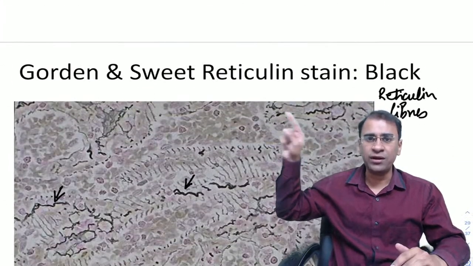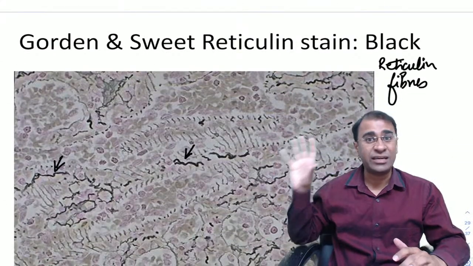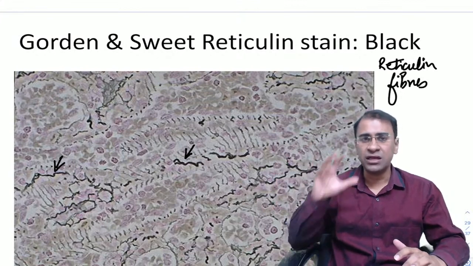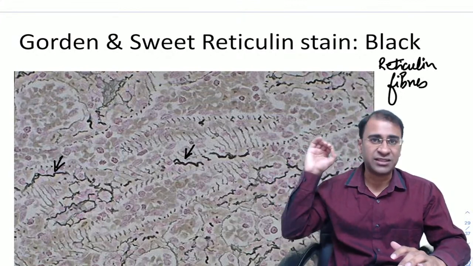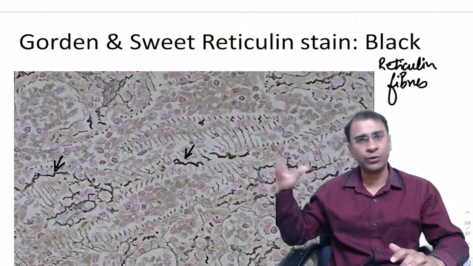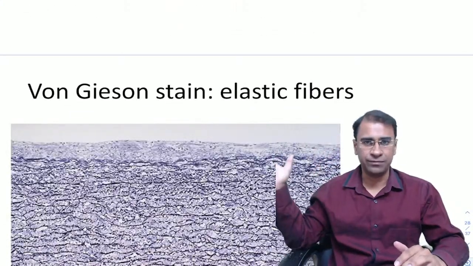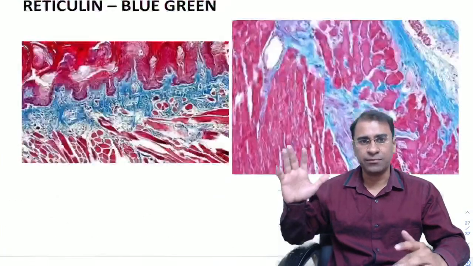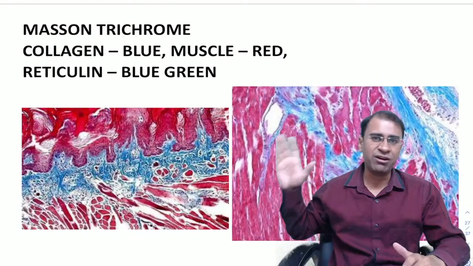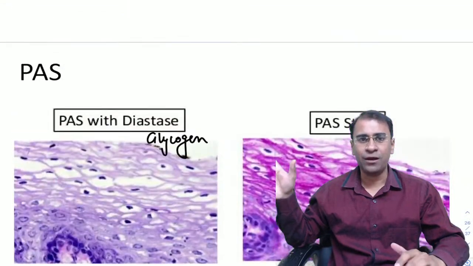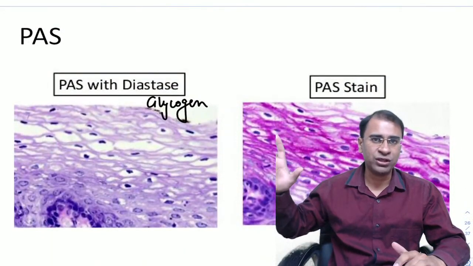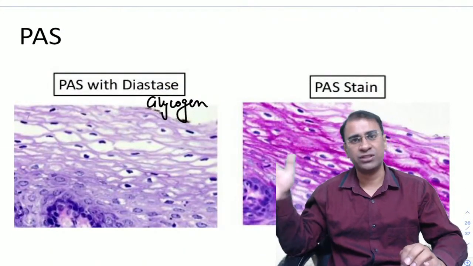Gordon and Sweet for reticulin, black. What is reticulin fibers? The early formation of collagen is reticulin. When this becomes bundles, you can use a Masson trichrome stain. For elastin, Van Gieson. Before that, Masson trichrome, the ever beautiful best stain ever. Okay, PAS for glycogen. To differentiate, you can use the enzyme diastase.